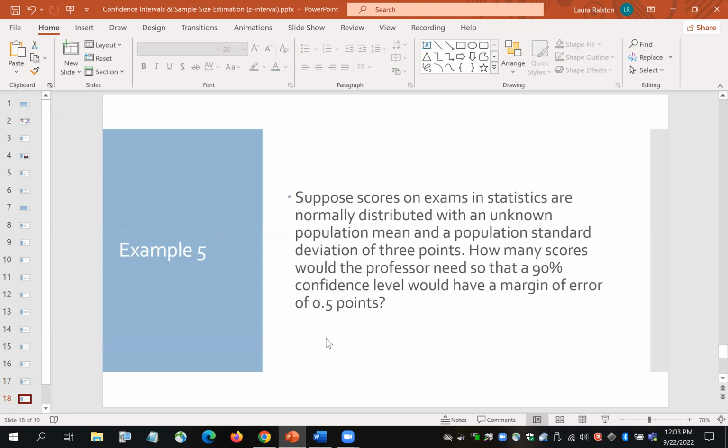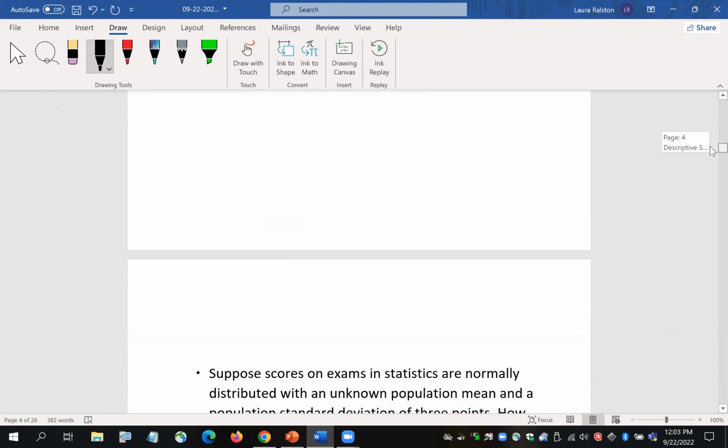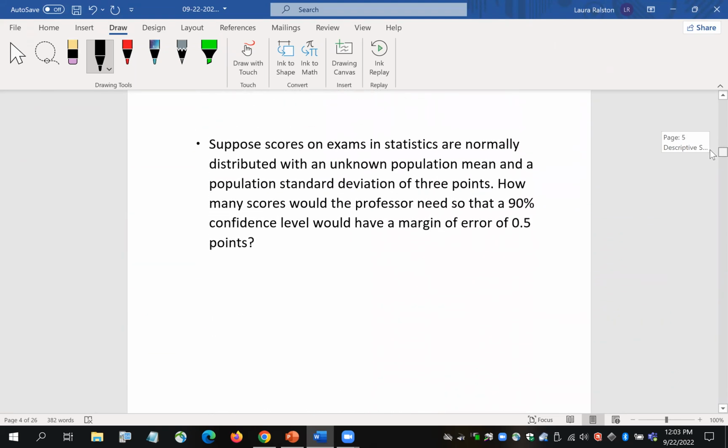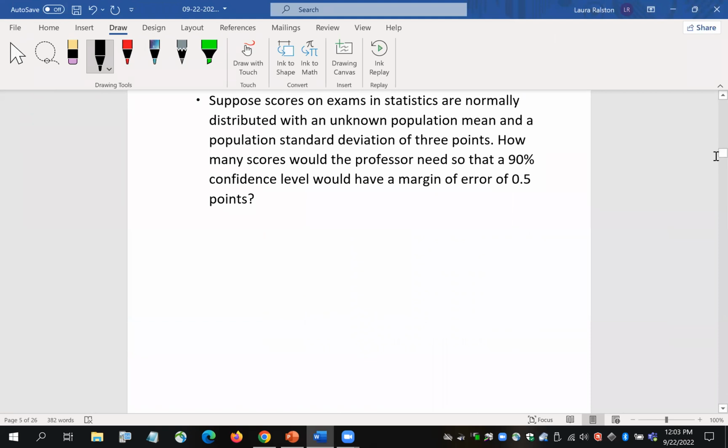Okay, so let's look at an example of how this works. I'm going to skip example 4 and go down to example 5. It says, suppose scores on exams in statistics are normally distributed with an unknown population mean and a population standard deviation of 3 points. How many scores would the professor need so that a 90% confidence level would have a margin of error of 0.5 points?